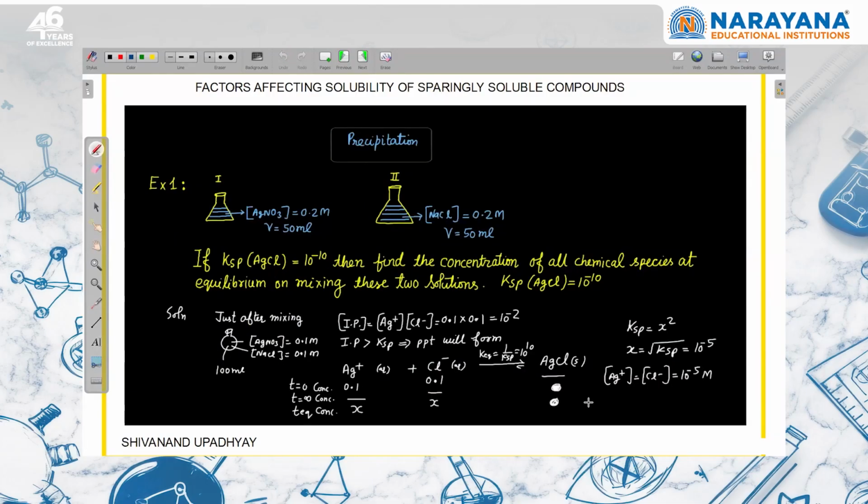So let us take the first example. This is very simple. We are mixing two solutions and their volumes are equal. When their volumes are equal, just after mixing their concentration will become half. So here, while solving, we are saying that just after mixing their concentration becomes half.